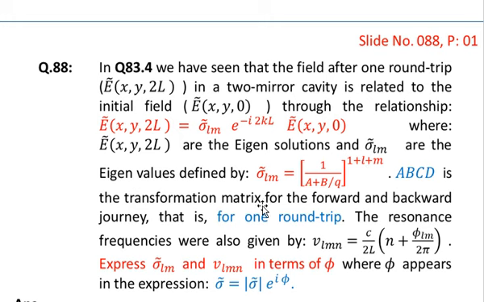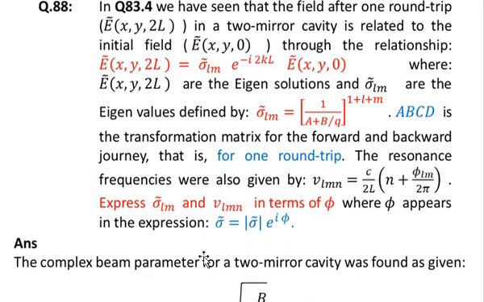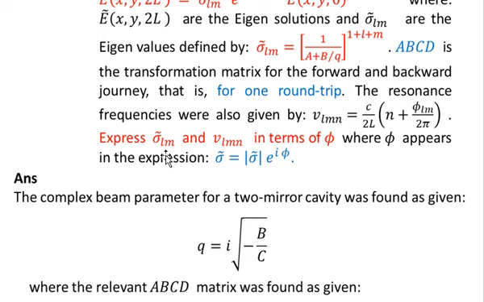ABCD is the transformation matrix for the forward and backward journey, that is, for one round trip. The resonance frequencies were also given by nu Lmn is equal to C over 2L, and within parentheses we have n plus phi Lm over 2 pi. Express sigma Lm prime and nu Lmn in terms of phi, where phi appears in the expression sigma prime is equal to mod of sigma prime multiplied by e to the power iota phi.